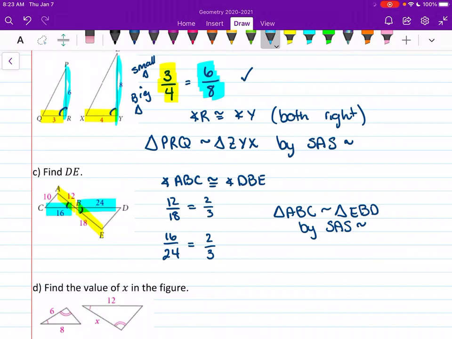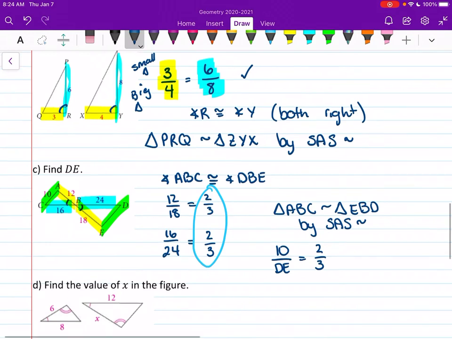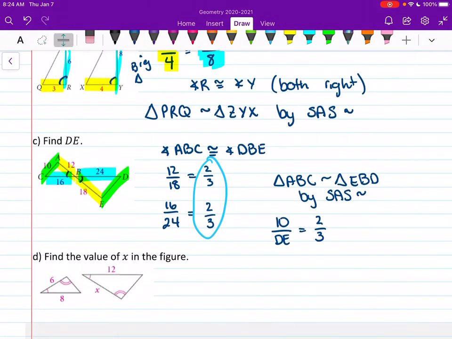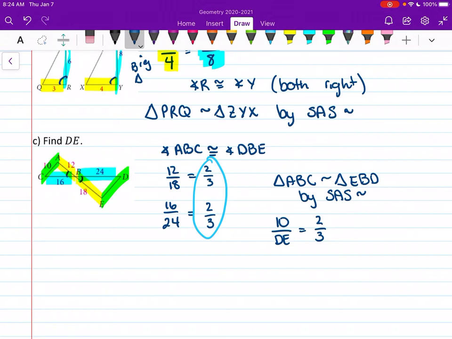Well, my similarity ratio is 2/3, so I'm going to use that. So I know when I go from the small triangle to the large triangle, the proportion of corresponding sides needs to be 2/3. So I know 10 over whatever the length of DE is has to equal 2/3. Okay, so then I can go ahead and solve that proportion. I'm going to cross multiply. So 10 times 3 is 30 equals 2 times the length of DE. And then I'm going to divide by 2. And I get 15 equals the length of DE.